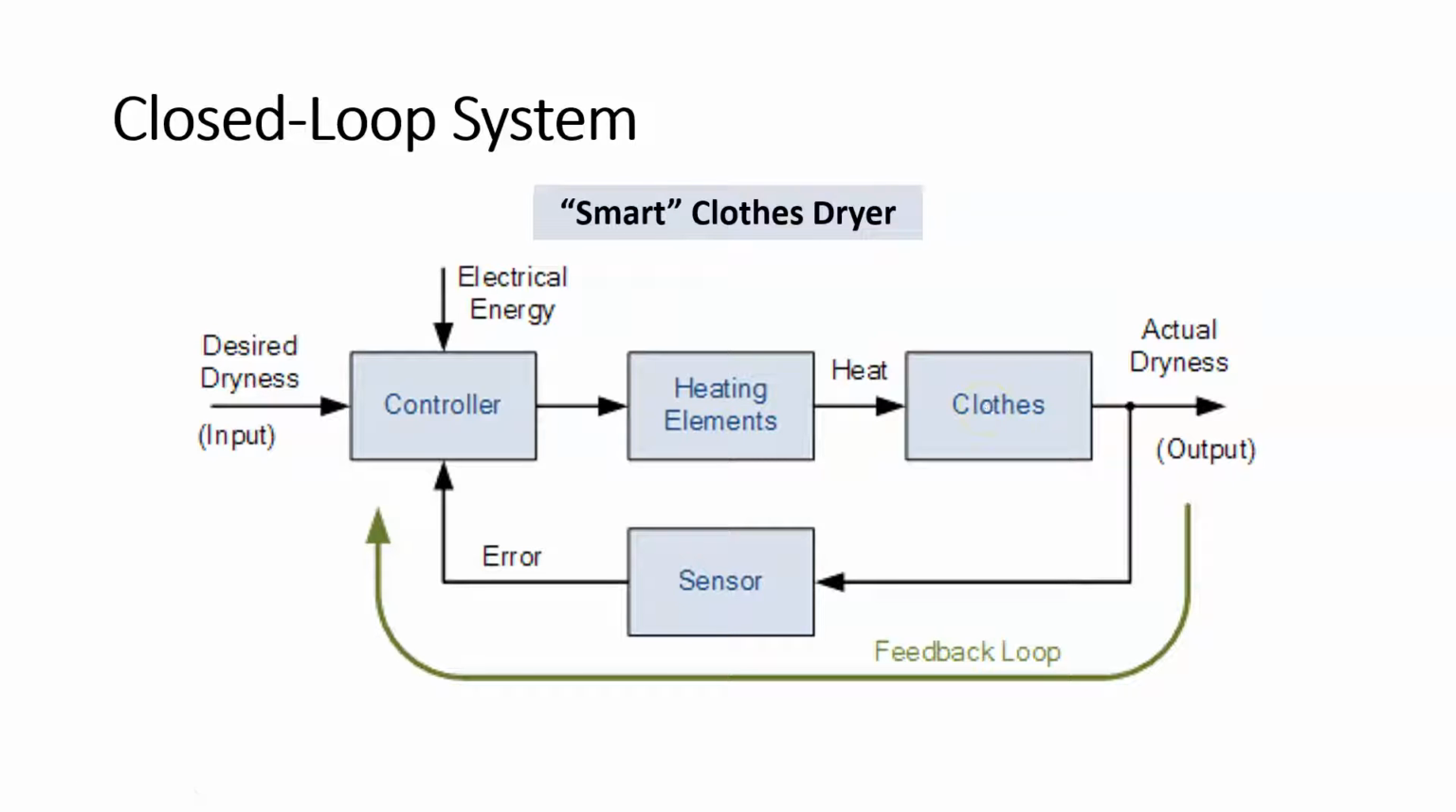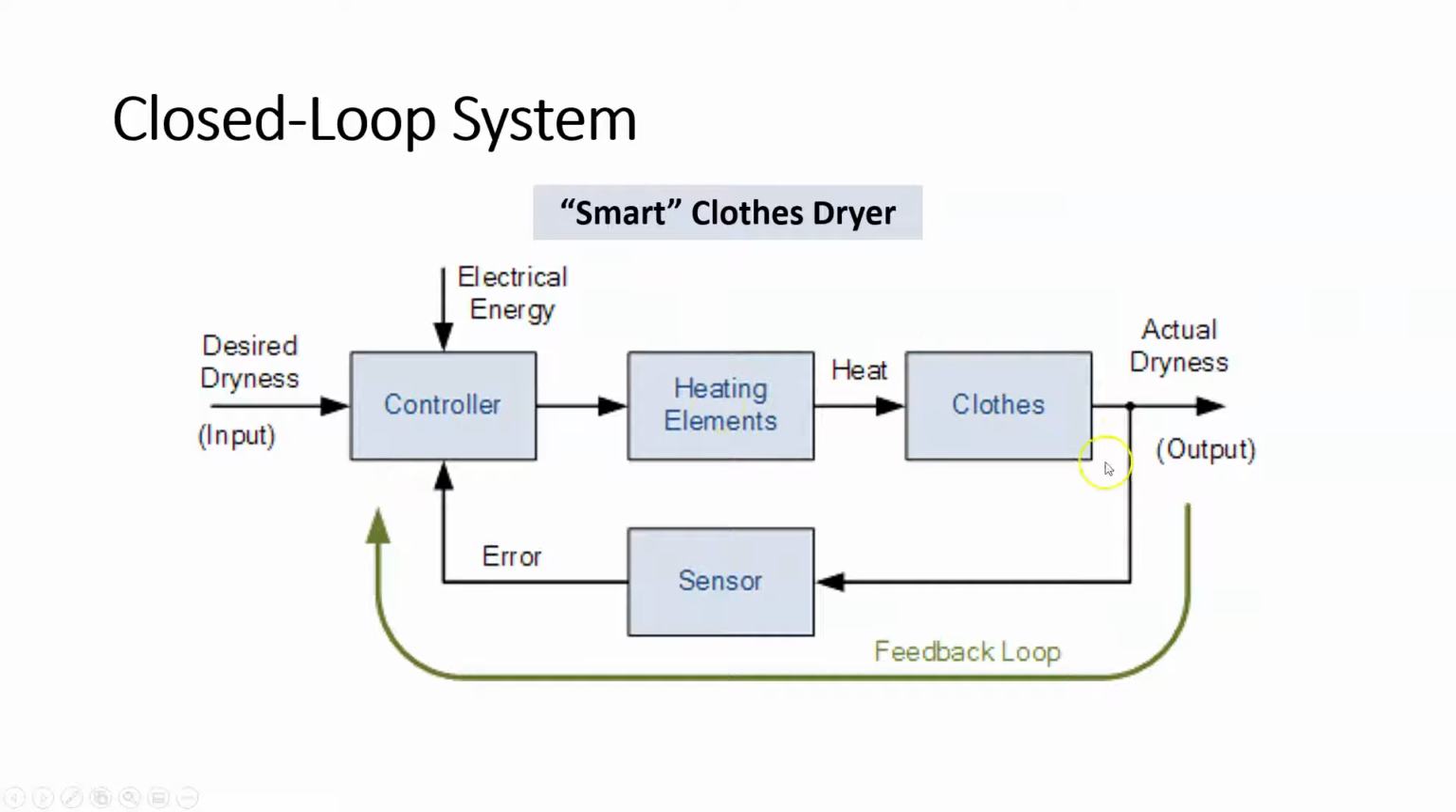And so periodically, the dryer is going to get a signal from the sensor. Are the clothes dry yet? No, the clothes aren't dry. So it's going to continue applying electrical energy, keeping the heating elements on, tumbling the clothes.